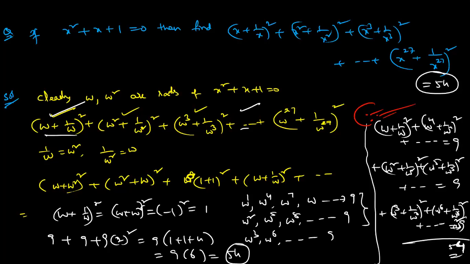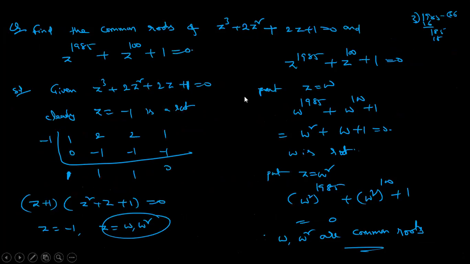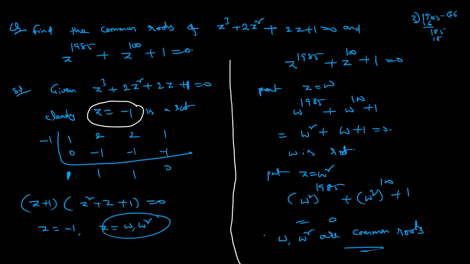Next question. Find the common roots of z cube plus 2z square plus 2z plus 1 is equal to 0 and z square plus z plus 1 is equal to 0. How to find common roots? Just see, the sum of all the coefficients of z is not equal to 0. Then what to do? What is the concept here? The sum of the coefficients of even powers of z is the same as the sum of the coefficients of odd powers of z. Both are the same. Then clearly z is equal to minus 1 is a root.